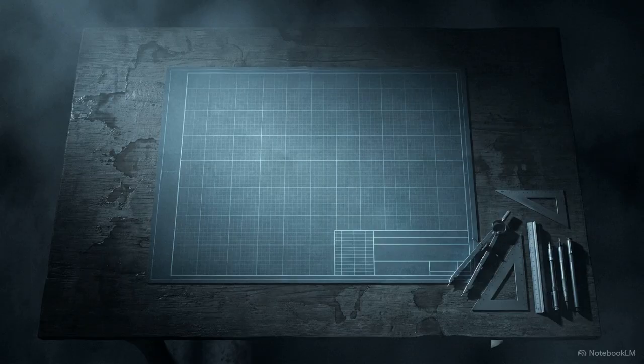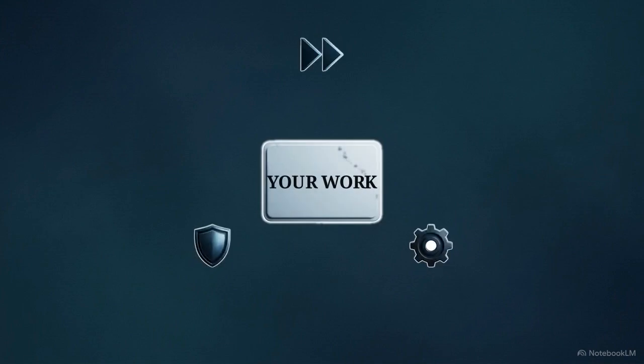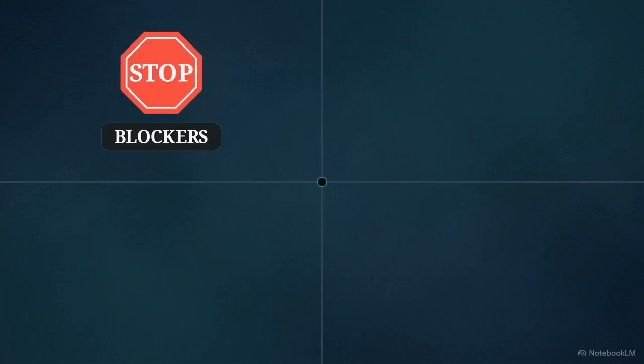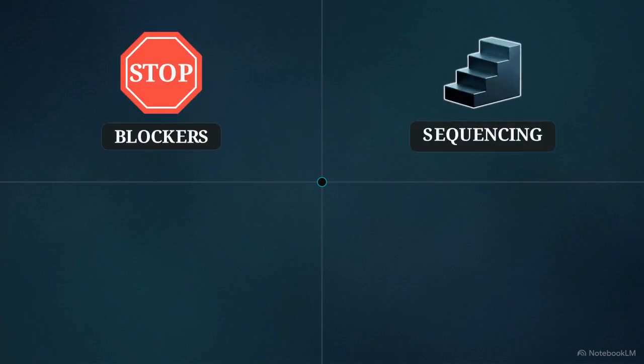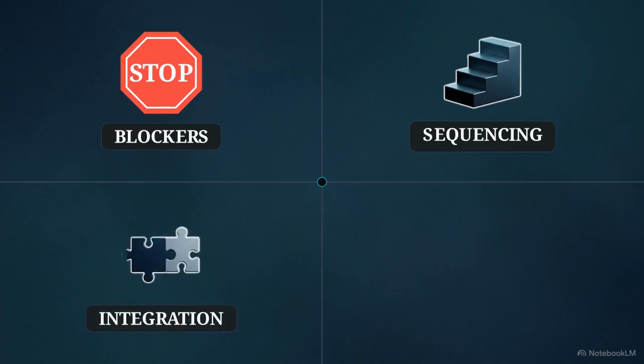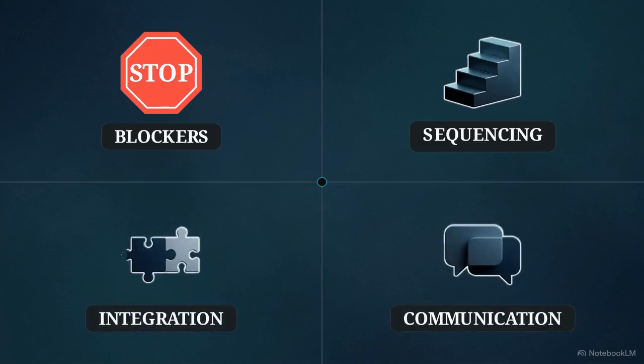This is where dependency mapping becomes essential. A dependency is quite literally anything your work needs to move forward, to execute correctly, or to be safely deployed. Mapping these out involves hitting 4 specific targets. You have to identify what is going to block you, the exact sequence things need to be built in, the points where different systems integrate, and the communication required between teammates to make it happen.